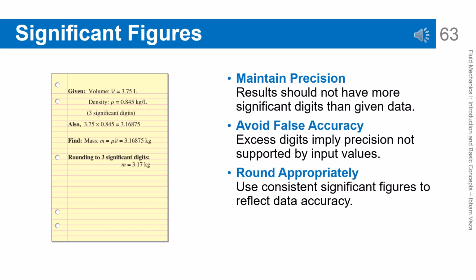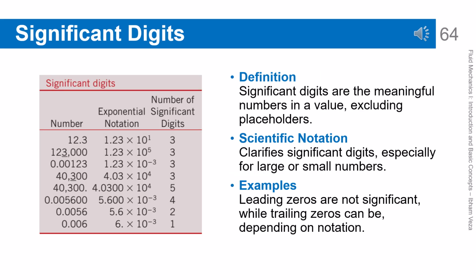Significant figures. The number of significant figures in a result should not exceed those in the original data. Showing too many digits gives a false impression of accuracy. Rounding must be done consistently with data precision. This rule maintains scientific honesty in reporting results. This habit is very important in engineering and scientific reports.